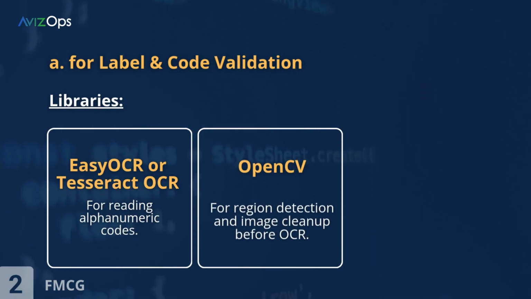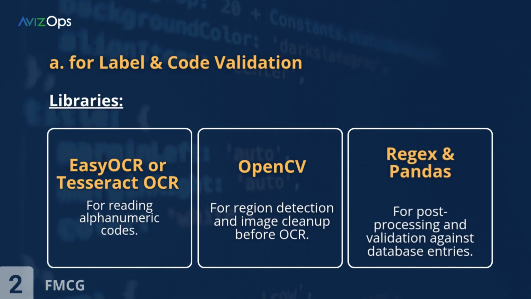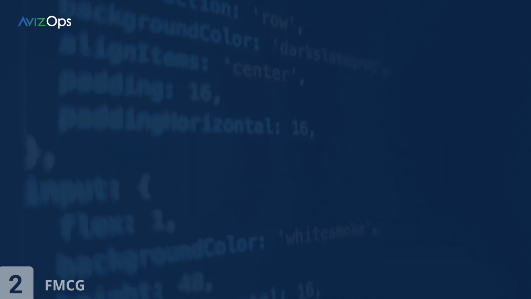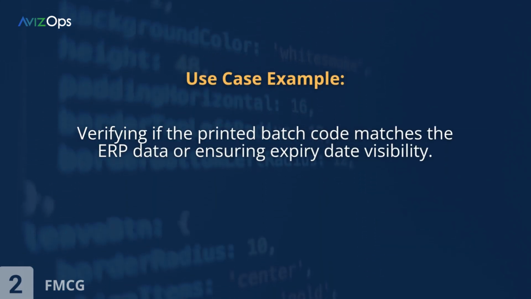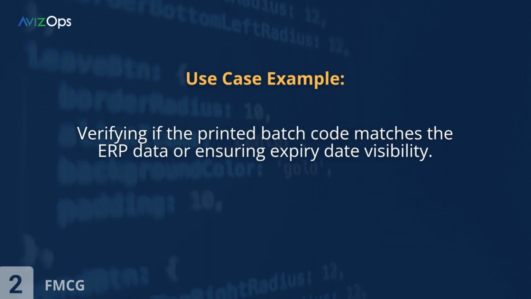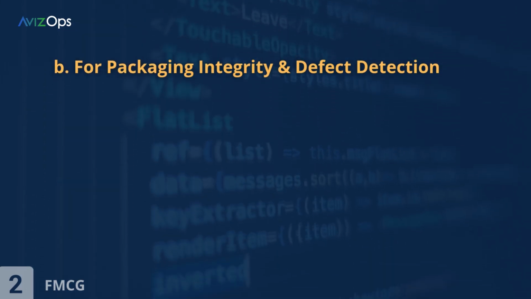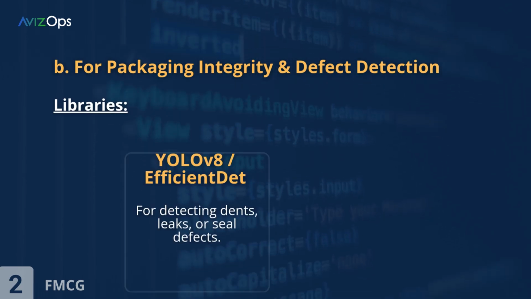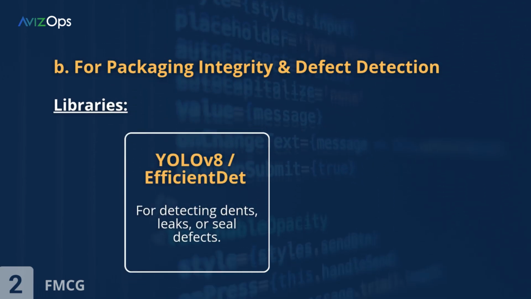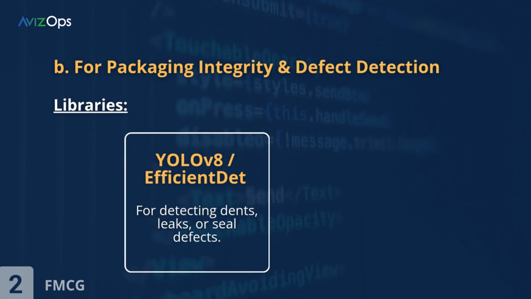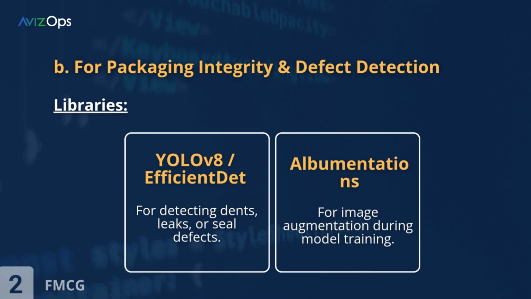OpenCV, for region detection and image cleanup before OCR. Regex and Pandas, for post-processing and validation against database entries. Use case example, verifying if the printed batch code matches the ERP data or ensuring expiry date visibility. For packaging integrity and defect detection, libraries like YOLOv8, EfficientDet, for detecting dents, leaks, or seal defects. Albumentations, for image augmentation during model training.